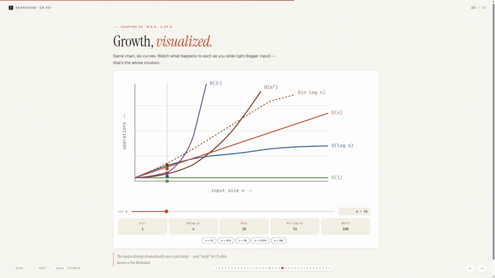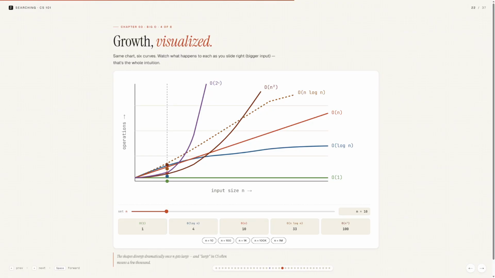At n equals 10, look at the cards. O of 1 remains a single operation. Log n moves up to 4 operations. Linear, 10 operations. N log n, about 33 operations. Quadratic, a whopping 100 operations. They're all small, and they all look basically the same so far. So there's not too much of a deviation unless you're working with O of 1, but some people are already struggling along the way.